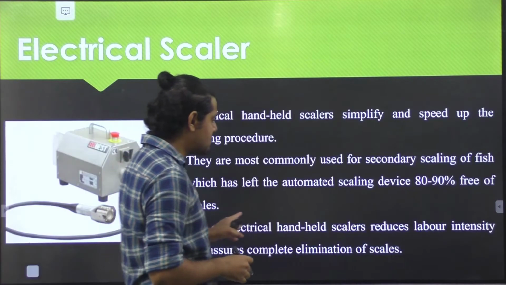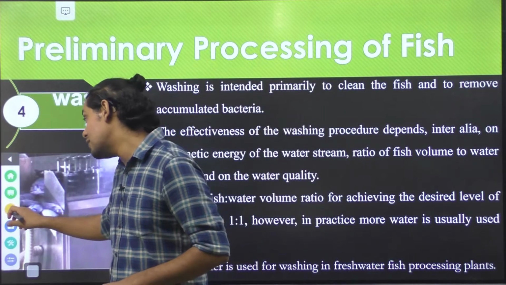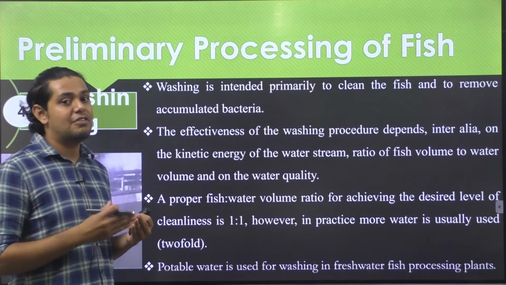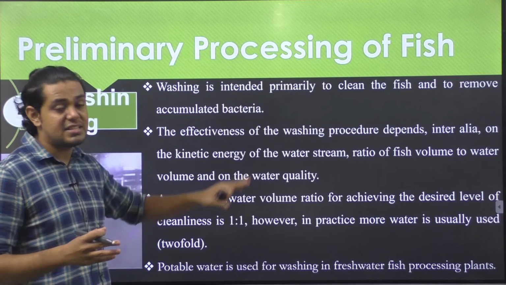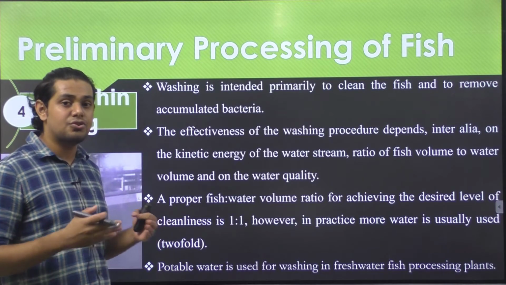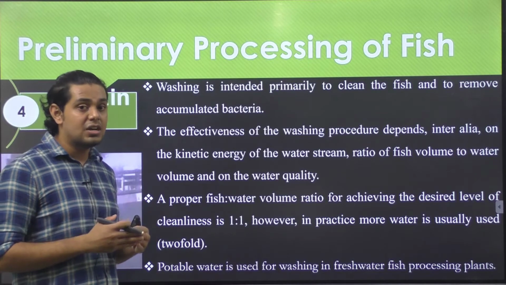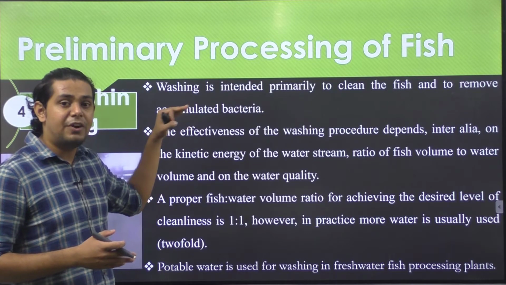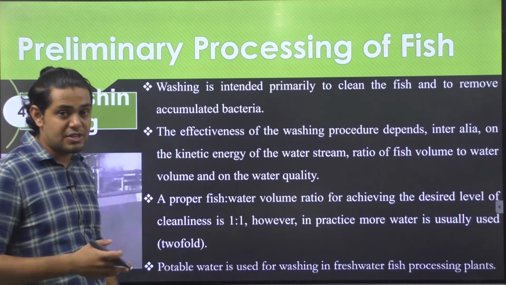Alright, so the next important unit operation that we will study is washing. Why exactly does washing have to be done? Washing is widely practiced in fish so that we remove any adhered microflora present on the surface of the fish. In our previous lecture, we understood the natural microflora that might exist on the surface of the fish. So washing becomes a predominant step which decreases the microorganism load on the surface of the fish.